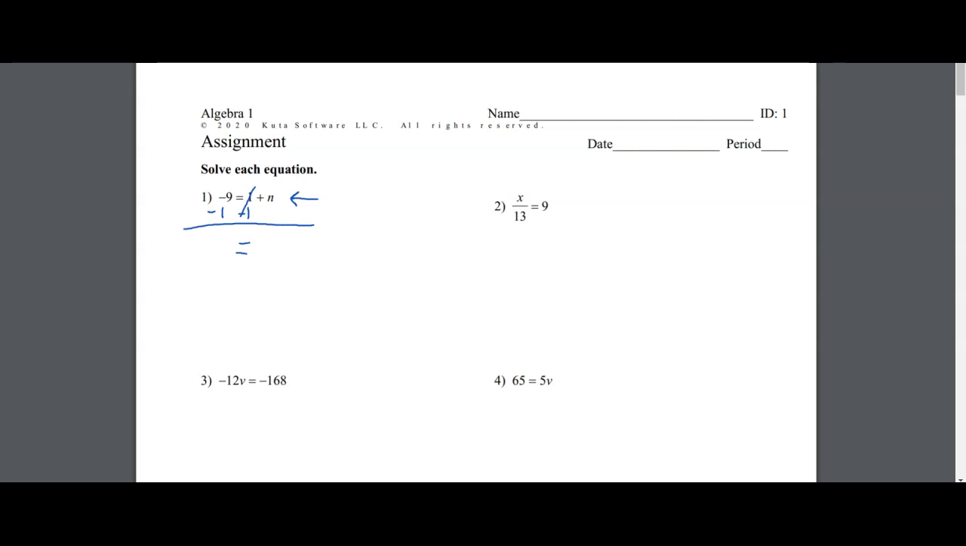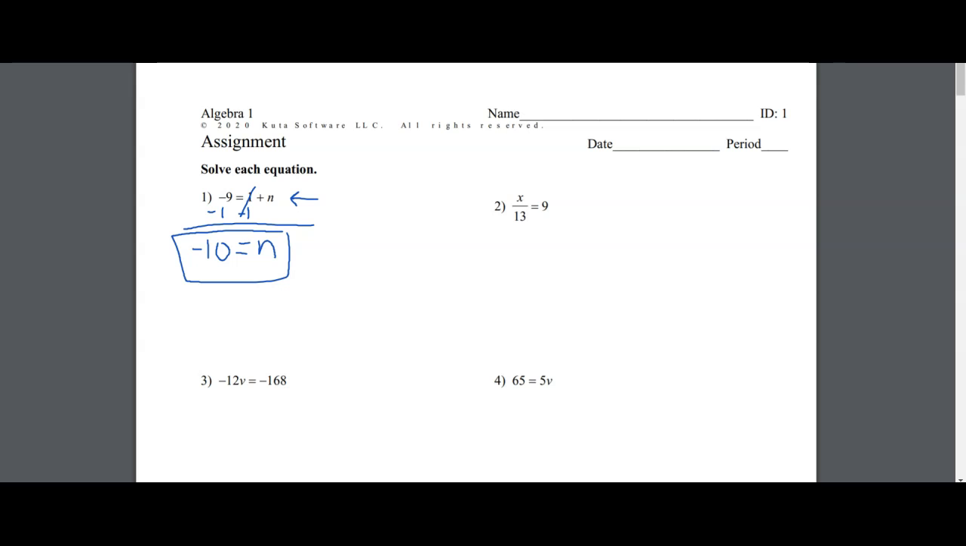That simplifies. I'm left with n on the right-hand side, and I'm left with negative 10 on the left-hand side. Negative 9 minus 1 is equal to negative 10.